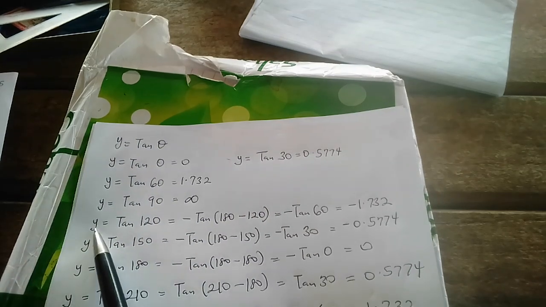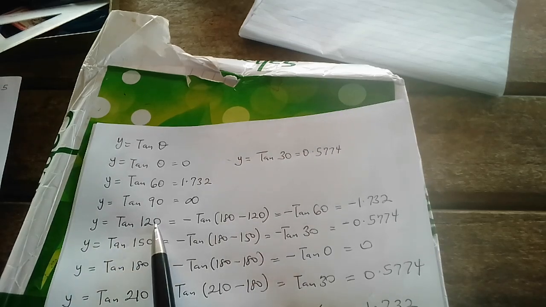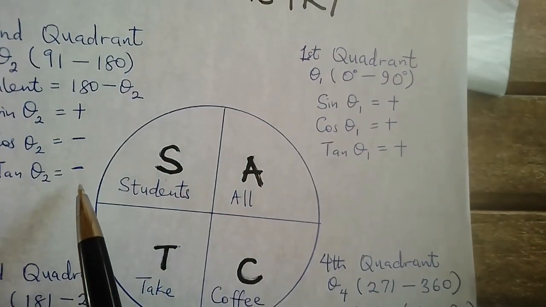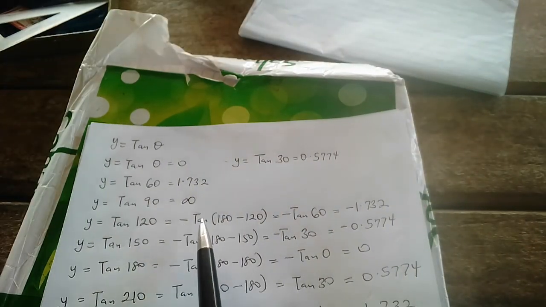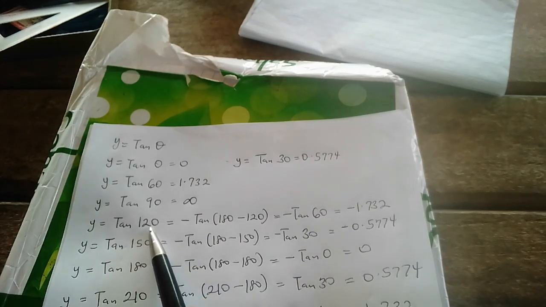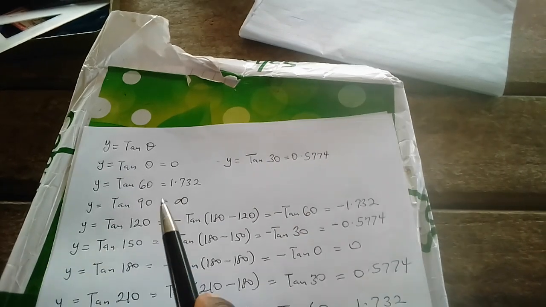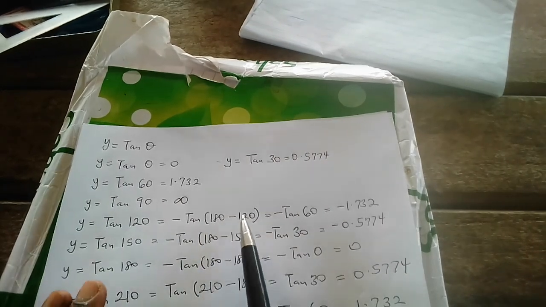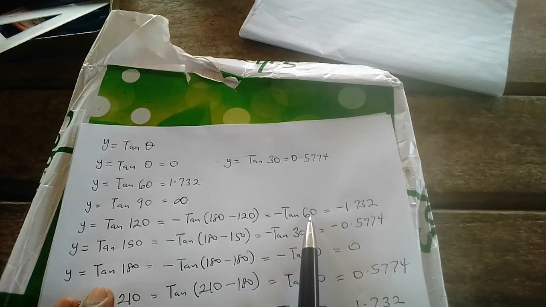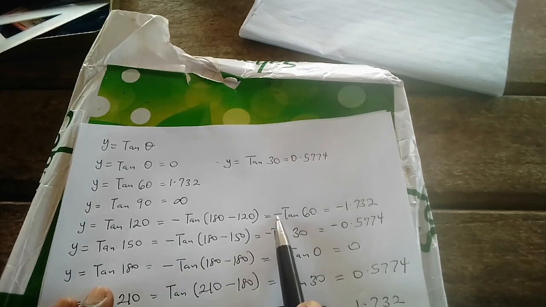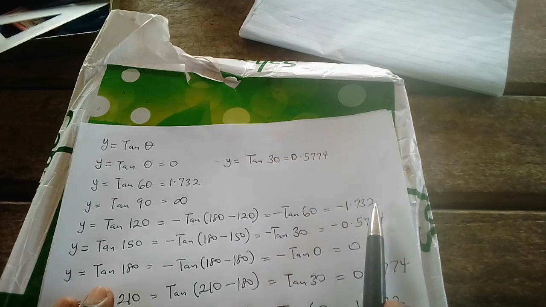Then when theta is 120, now we are in the second quadrant. Since tan in the second quadrant is negative, we're going to carry minus. Then for tan, you look for the equivalent of 120 in the second quadrant, which is 180 minus 120. 180 minus 120 will give you 60. So you are going to look for tan 60. Tan 60 is 1.732. Since tan is negative in the second quadrant, it's going to be minus 1.732.